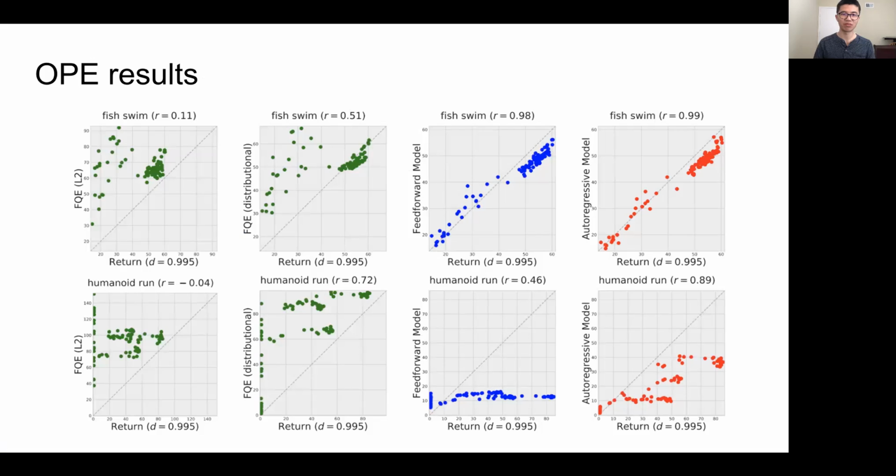You can see the performance on a few of these tasks here. So each point here corresponds to a different policy. We show the ground truth returns on the x-axis, and then we show the returns estimated by each OPE algorithm on the y-axis. You can see that the autoregressive model, again in red, has OPE estimates that better correspond to the ground truth estimates. And we can see the correlation numbers here in the title of each plot.